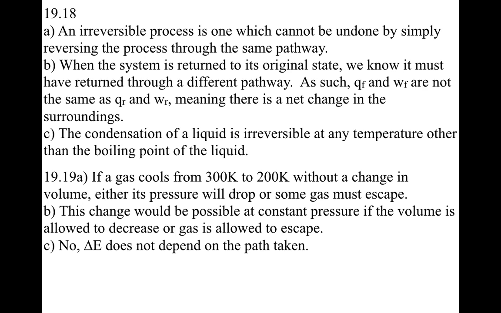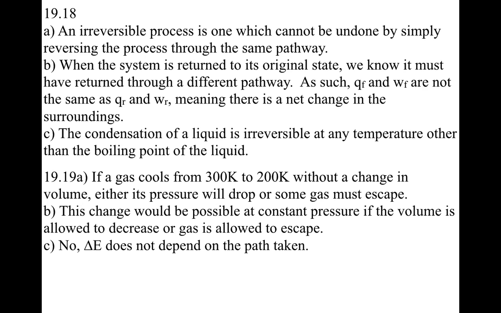Chapter 19, number 19. It says, consider a process in which an ideal gas changes from state 1 to state 2 in such a way that the temperature gets colder. And then the question says, describe how this change might be carried out while keeping the volume of the gas the same.